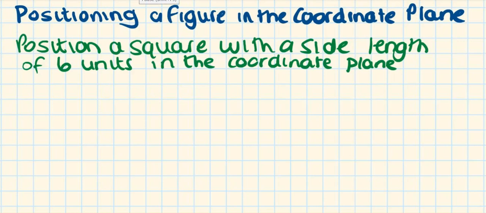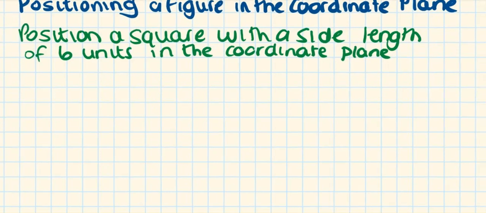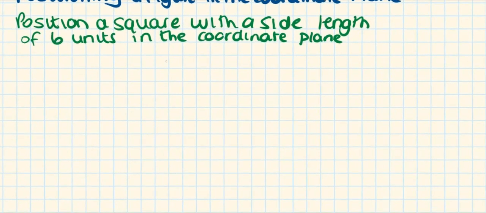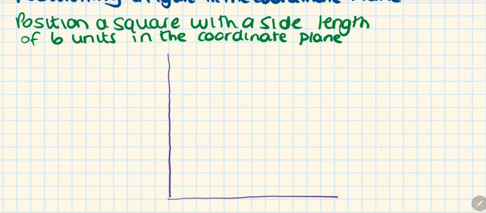Okay, so part of triangle and proofs, we're looking at positioning a figure in the coordinate plane. It asks us to position a square with a side length of 6 units in the coordinate plane. Ideally we're going to look at just quadrant 1, and we're going to choose points that are positive because they're easier to work with.